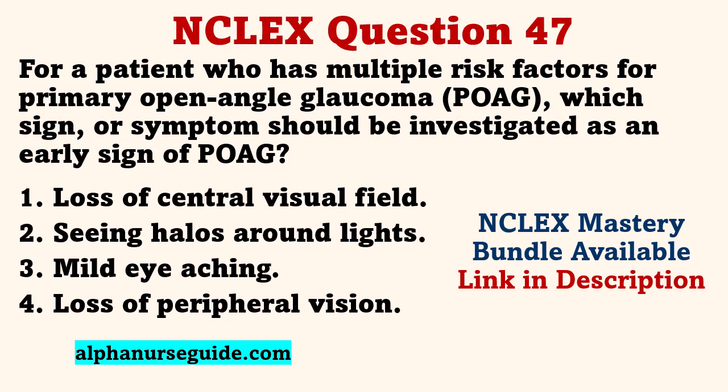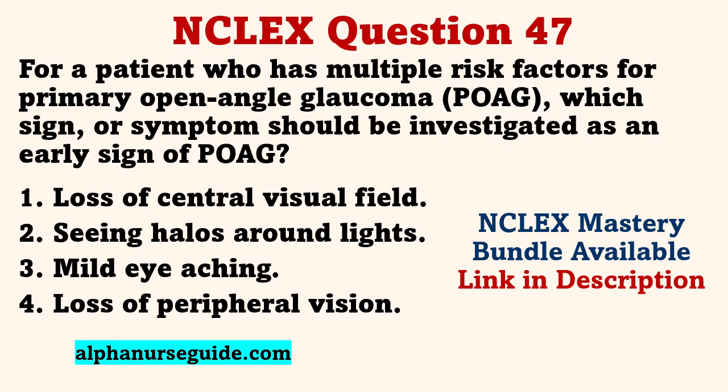For a patient who has multiple risk factors for primary open-angle glaucoma, which sign or symptom should be investigated as an early sign of POAG? 1. Loss of central visual field. 2. Seeing halos around lights. 3. Mild eye aching. 4. Loss of peripheral vision.